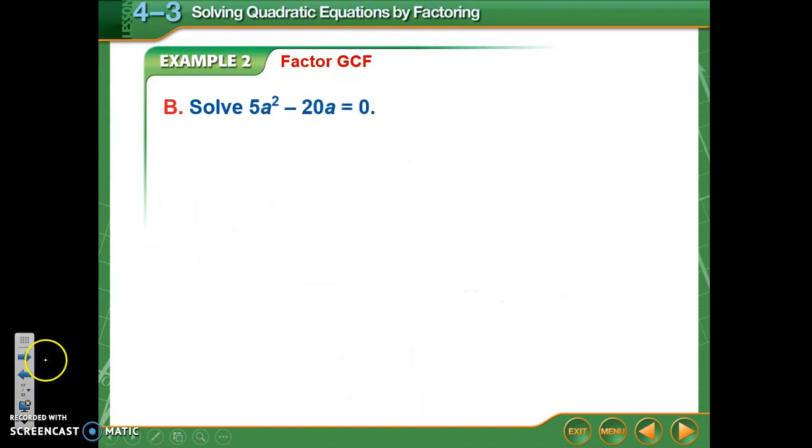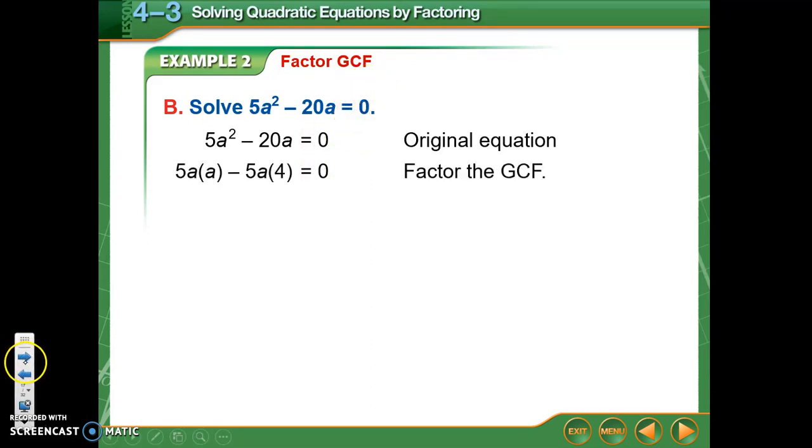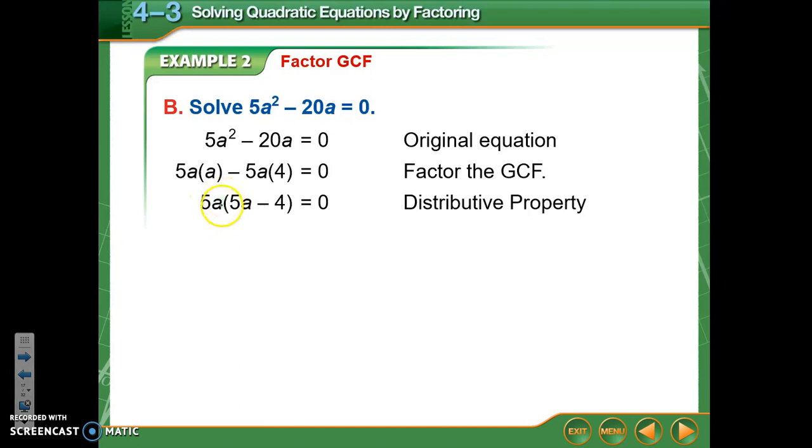All right, let's look at this one. This is another GCF example. There's my original equation. Notice it's equal to 0. We always want to set it equal to 0 before we start factoring. Here the GCF is 5a. So we're going to factor out the 5a, and that gives me 5a times the quantity 5a minus 4. Then, since it's in factored form, I set each factor equal to 0.